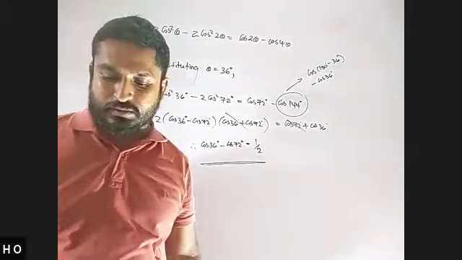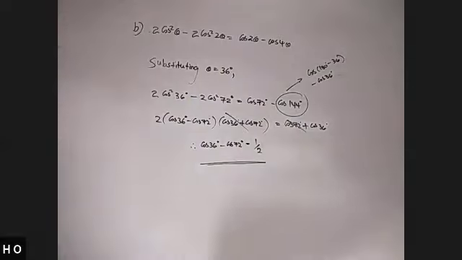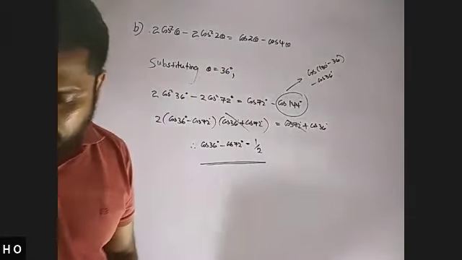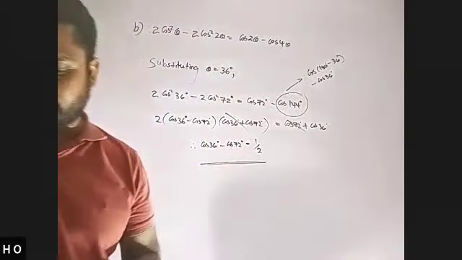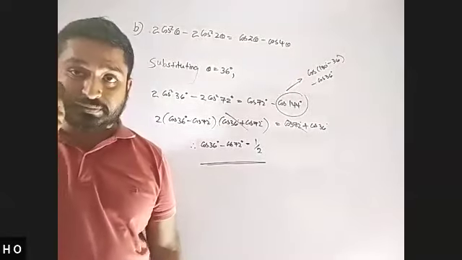Okay. Just prove that cos 36 minus cos 72 is half. So please complete it. Then we have to find cos 36 and cos 72. Think about that.